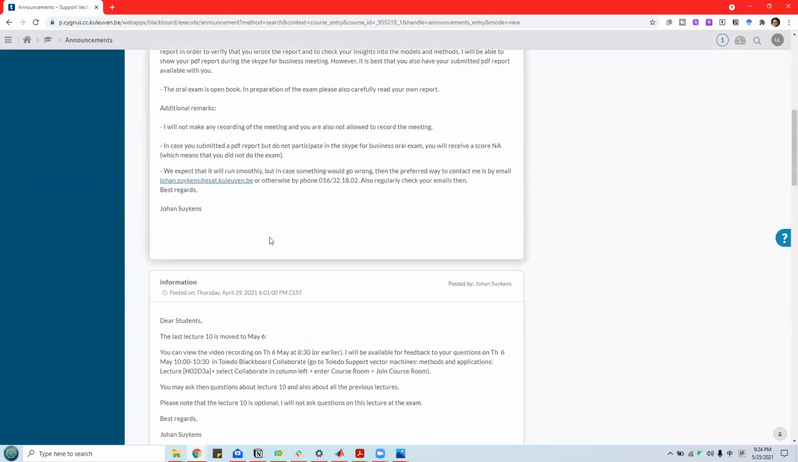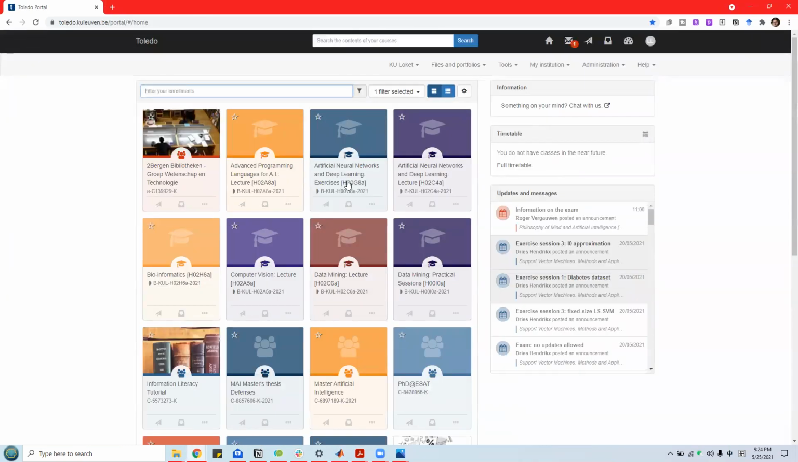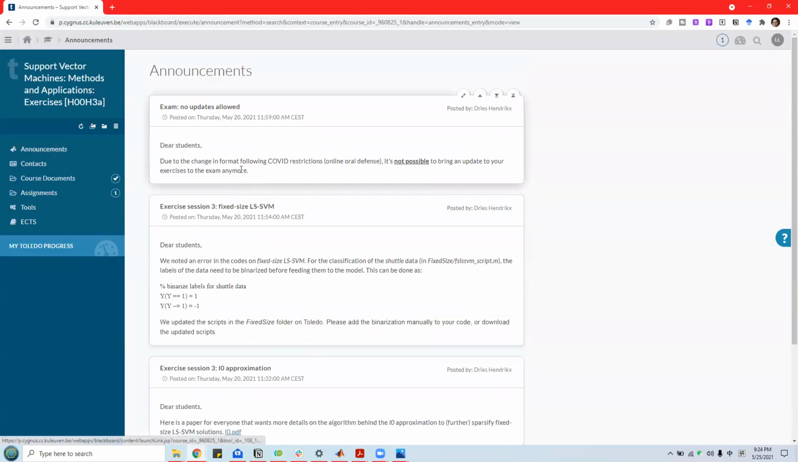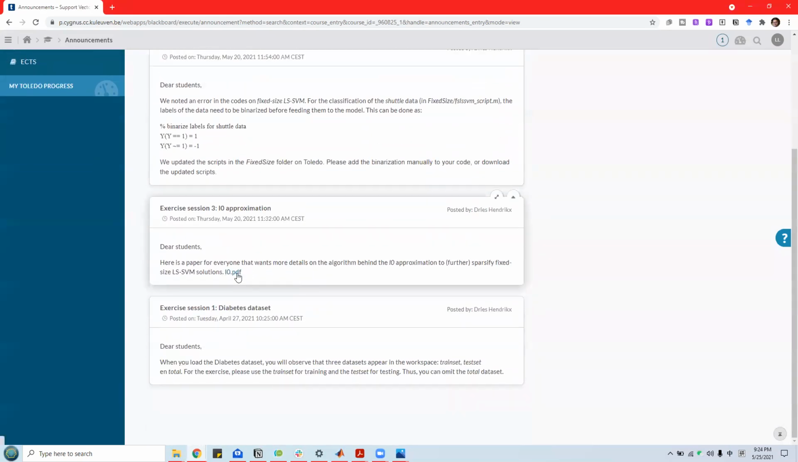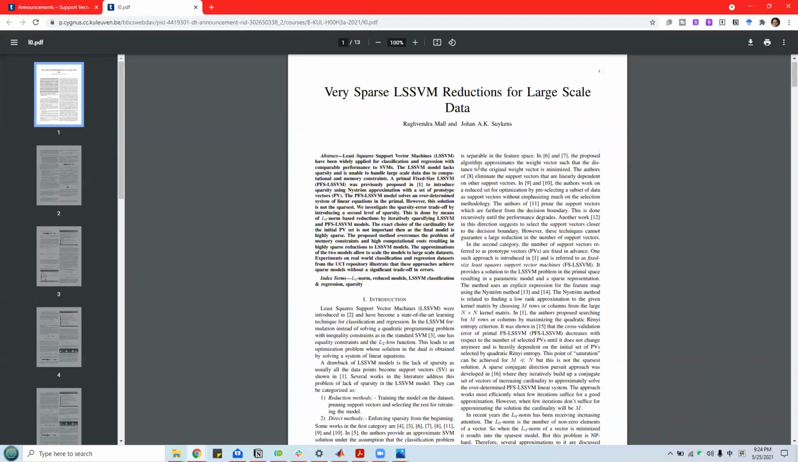But I think it's in the exercise session. Oh, okay. Yeah, the other pages. The third one. Oh, okay. This one. Here's a picture about the sparsity. Oh, okay. Yeah, I don't know this. Very sparse. Wow. Yes, very sparse.